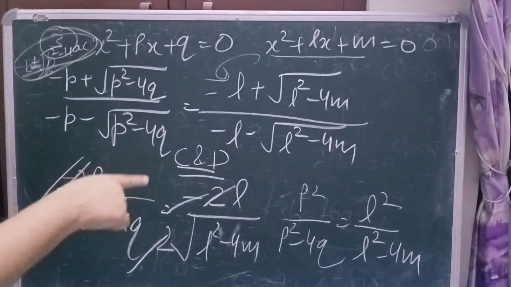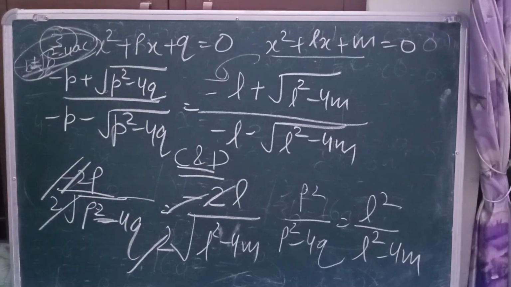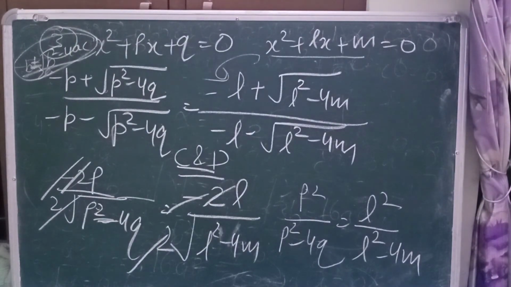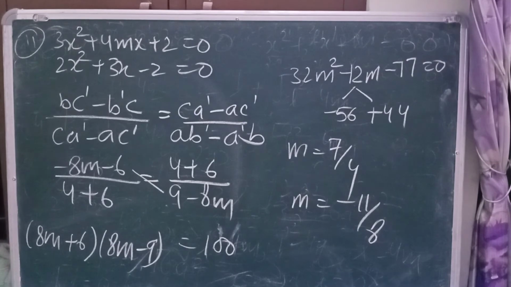Then I took the square of both sides. Now it is p square upon p square minus 4q is equal to l square upon l square minus 4m. Now you can simplify. When you simplify this, you will get exactly what they are asking to prove. Just simplify it and get your answer. Here question number 11 is done.